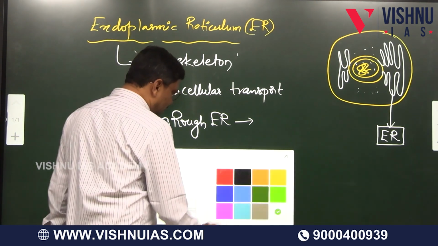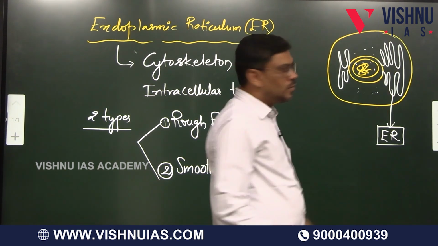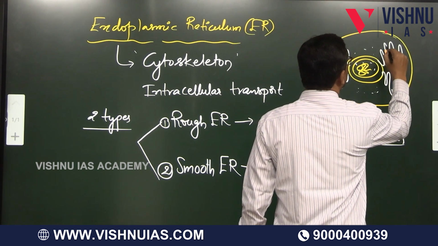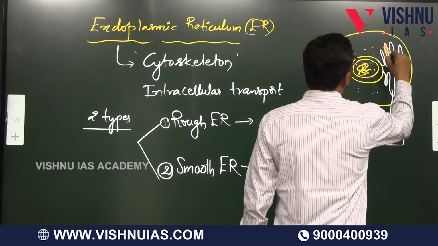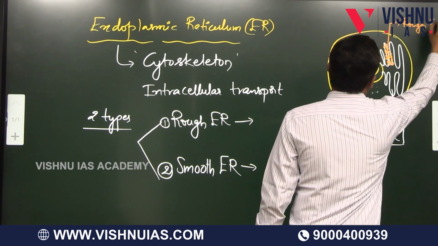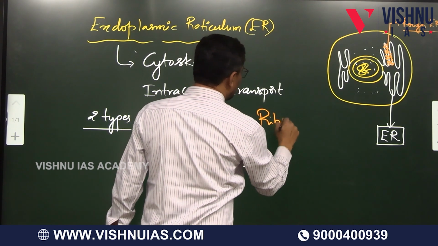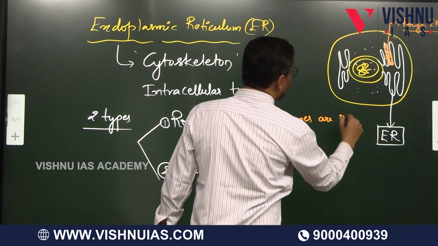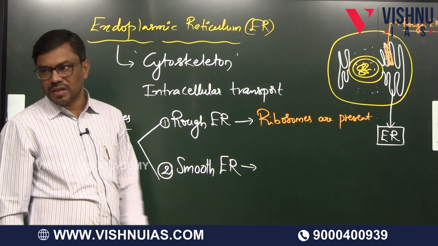So, what is rough endoplasmic reticulum? Suppose this is endoplasmic reticulum. If ribosomes are present on its surface like this, then it is called a rough endoplasmic reticulum. That means if ribosomes are present on its surface, then it is called rough endoplasmic reticulum.